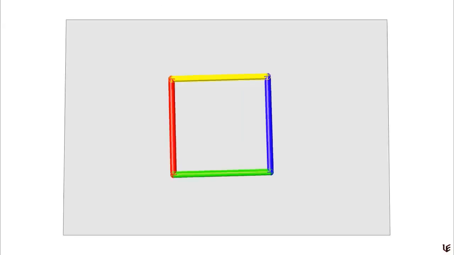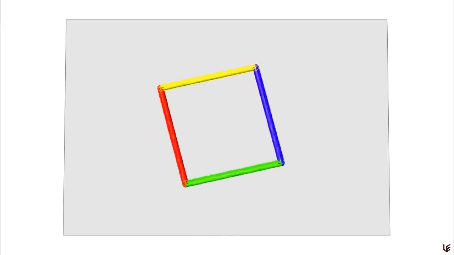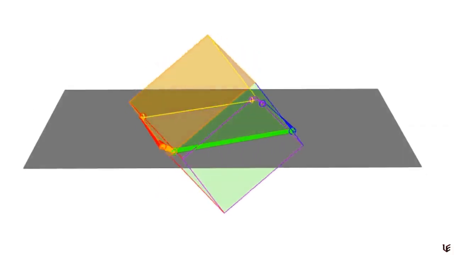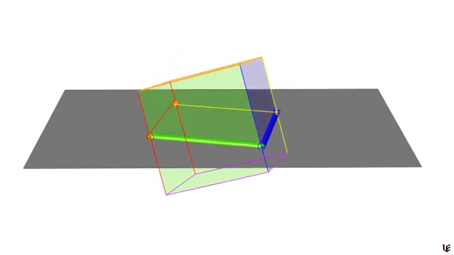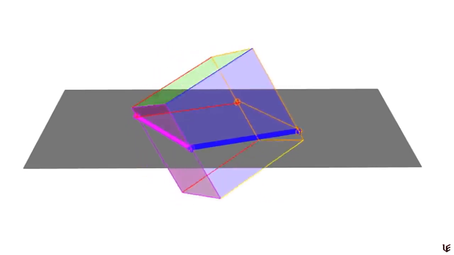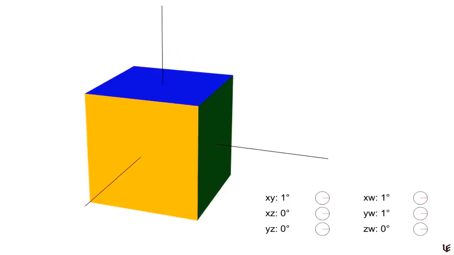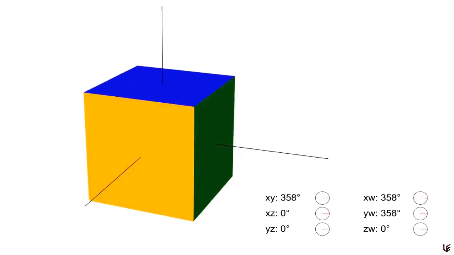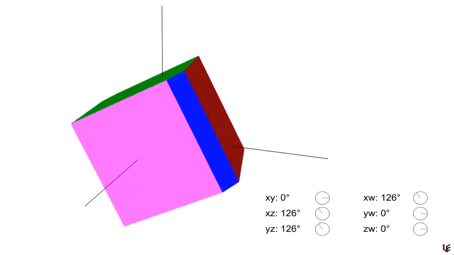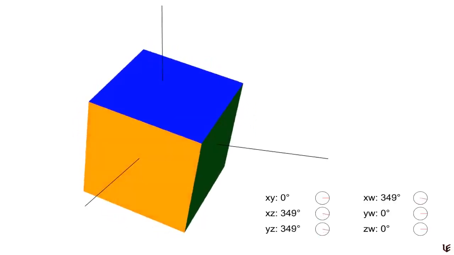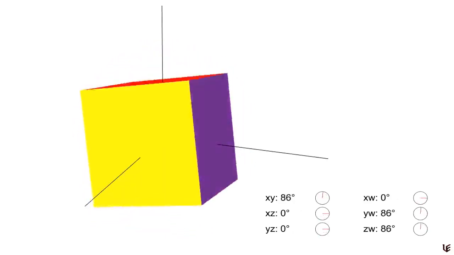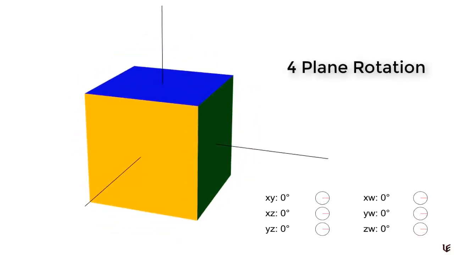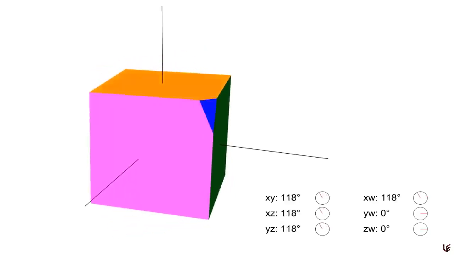And again, we can see a 2D analog of a 3-plane rotation to gain some insight into what we are seeing. We can also rotate around more than 3 planes at once.